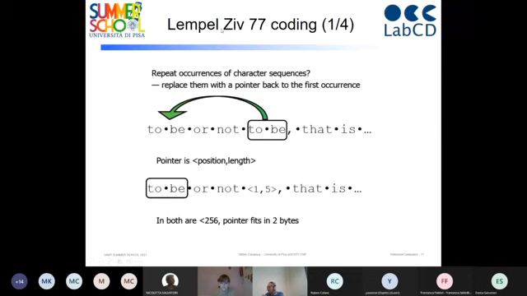As I was saying before, the 70s and the 80s were the years in which compression was one of the hot topics for research.